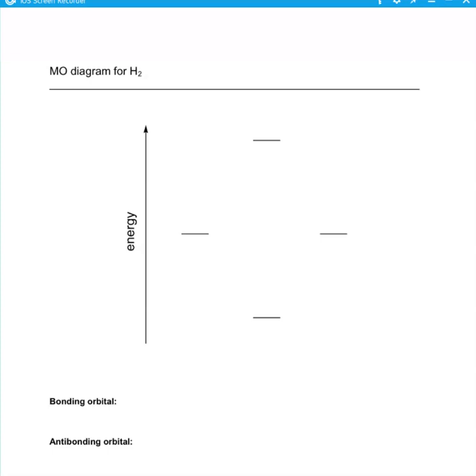So let's think first about what we drew for hydrogen in terms of the valence bond model. What we had was a pair of s orbitals, each with an electron, with a region of overlap between the two hydrogen nuclei. And so each of these is a 1s orbital. Each of these is bringing one electron to that bond.